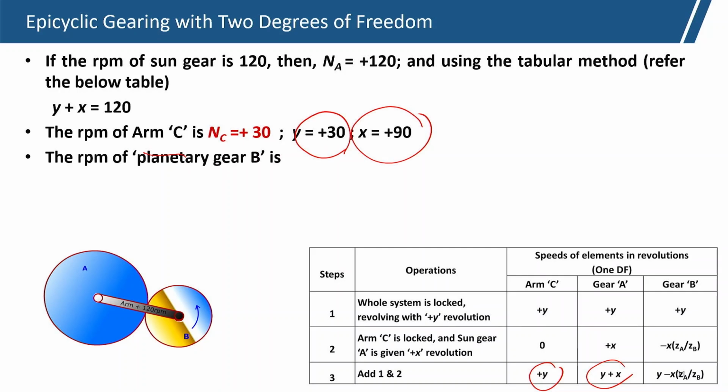So, RPM of planetary gear will be y minus x by z a by z b. So, it will be minus 150. So, we can see if the sun gear is rotating in the plus direction and this arm is rotating in the plus direction, we will get the rotation in the minus direction, that is the negative, opposite direction, at 150 rpm.